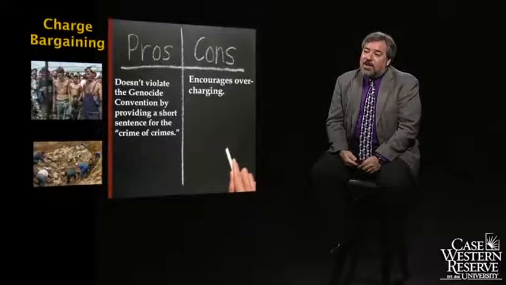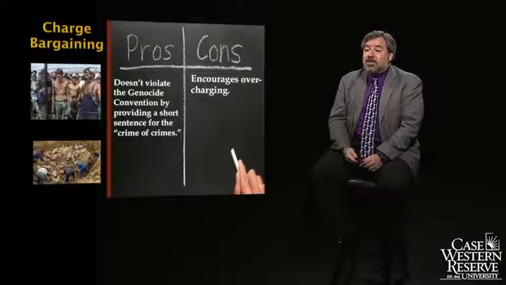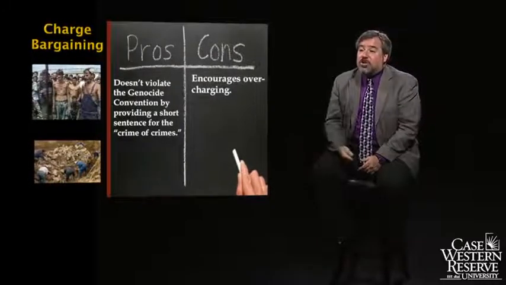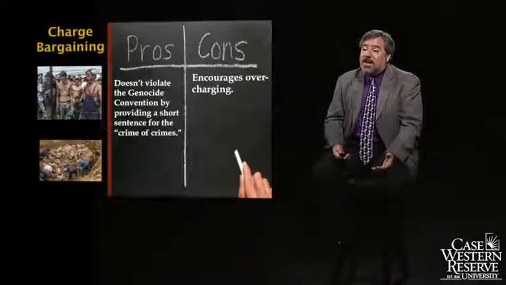What are the cons, however? Well, this kind of plea bargaining encourages overcharging. If you want someone to plead guilty to crimes against humanity, you charge them with genocide, whether or not you think you have the evidence to prove genocide. Then the prosecutor can say, all right, we don't need to go to trial. We'll make a deal with you. We'll drop genocide and only prosecute you for crimes against humanity. And the person may say, oh, okay, that sounds reasonable, where in fact, the person really never would have been charged with genocide if not for plea bargaining.